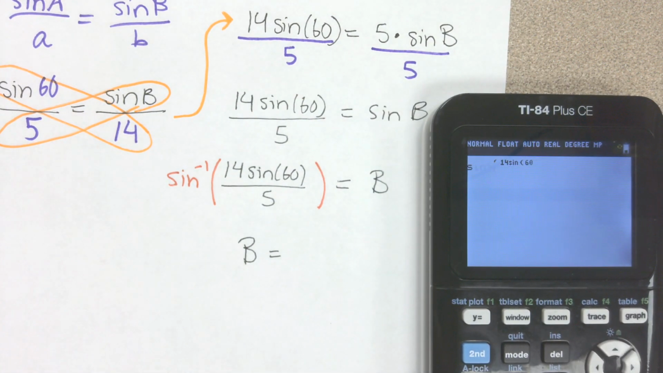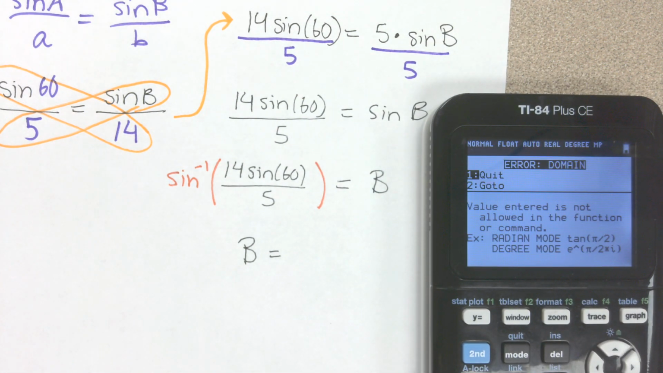So when you type this in, you get domain error. If you get domain error, that means that something that can't go into that function was attempted to be entered. This is another flaw with inverse sine and with the ASS case. Sometimes it will try to give you triangles that just don't work. You just can't make a triangle out of that. So sometimes this does happen. This would essentially be the equivalent of a no solution kind of problem.